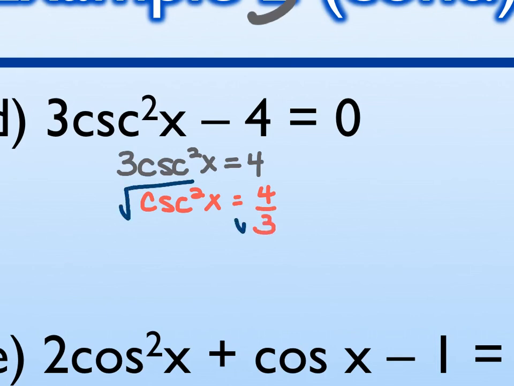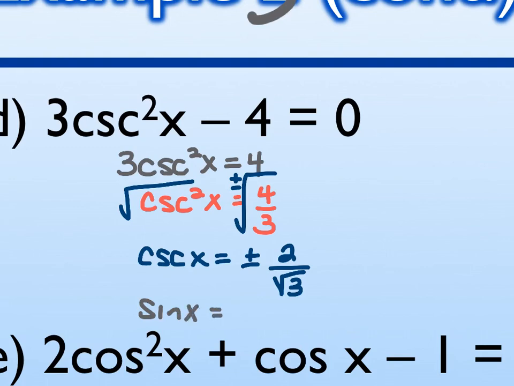Square root both sides of the equation, putting a plus and minus on the right-hand side. Cosecant x equals the square root of 4, which is 2, over the square root of 3, which gets rationalized. Actually, I don't need to rationalize it. If you rationalize it and then flip it, you're going to have to rationalize it again. So at this point, you want to say if its cosecant is 2 over root 3, then the reciprocal, which is sine, is plus or minus root 3 over 2.